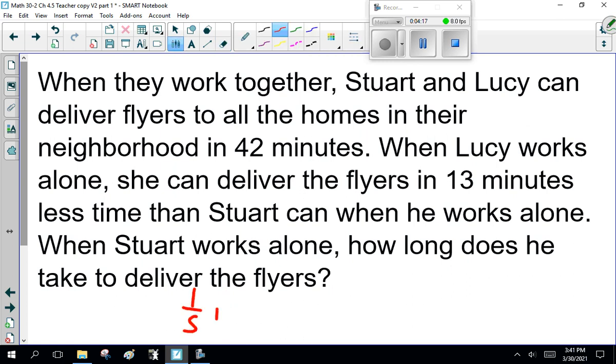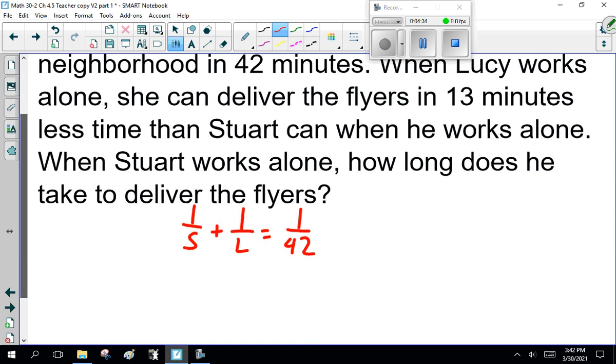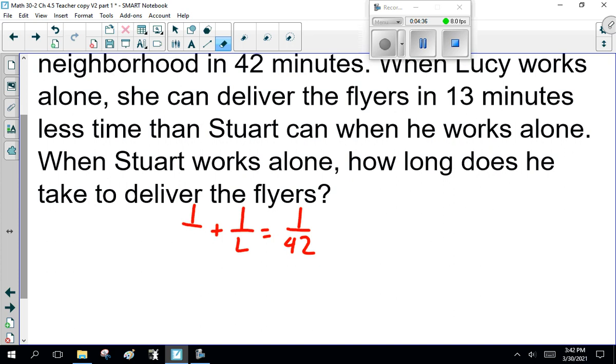1 over Stuart plus 1 over Lucy equals 1 over 42. Now, when Lucy works alone, she can deliver the flyers in 13 minutes less time than Stuart can when he works alone. So here, Stuart takes some kind of t. Actually, let's call it x. And Lucy can deliver the flyers in 13 minutes less, so x minus 13.